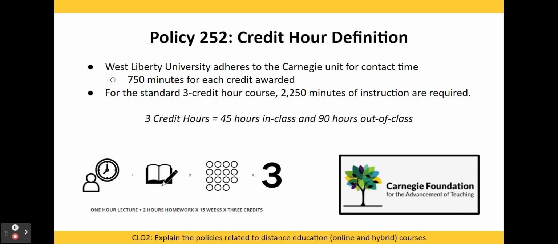Just like Policy 250, there is a copy of 252 in your Google Drive folder. West Liberty University awards credits using the Carnegie Unit, which is 750 minutes of contact time for each credit awarded. So, for a 3-credit course, it requires 2,250 minutes of instructional time. Additionally, there is an expectation that students will put in 2 hours of outside work for every hour of instruction. We will discuss how you meet this requirement in the module on learning activities.